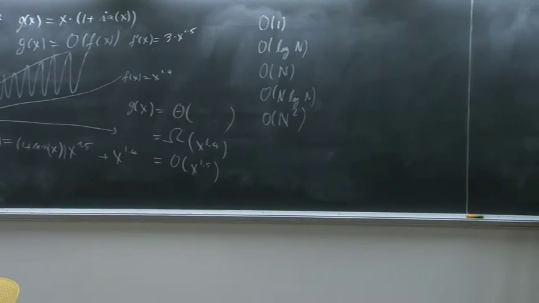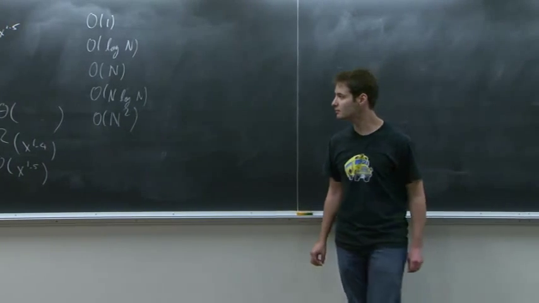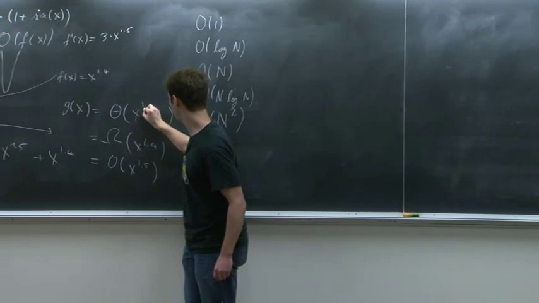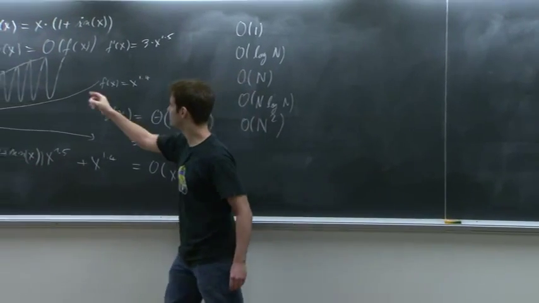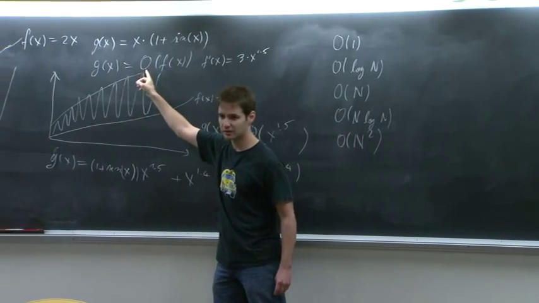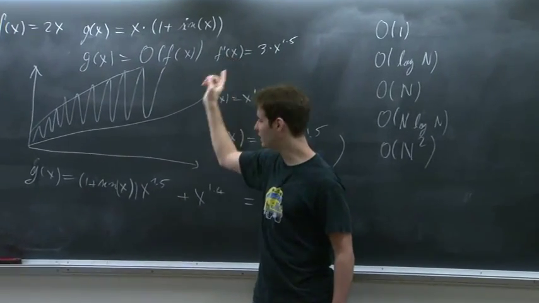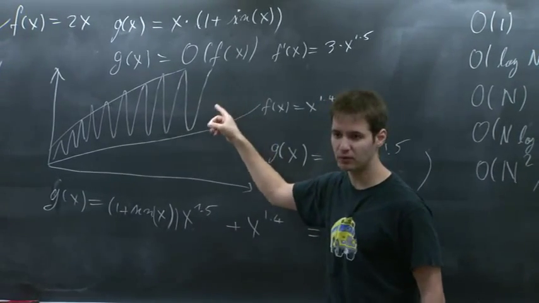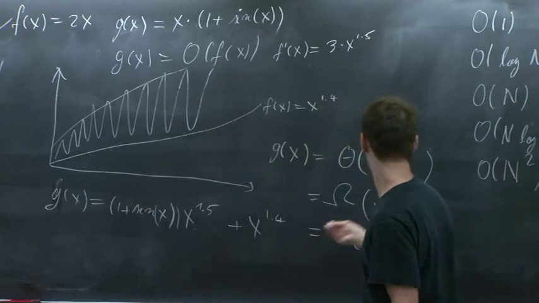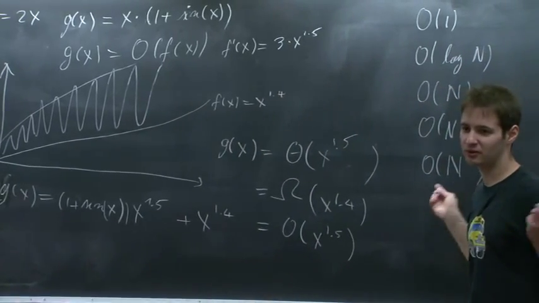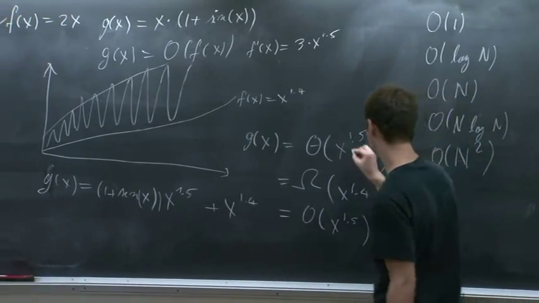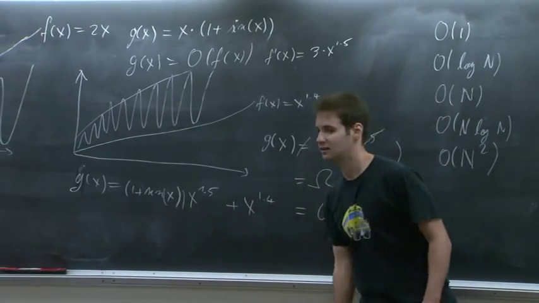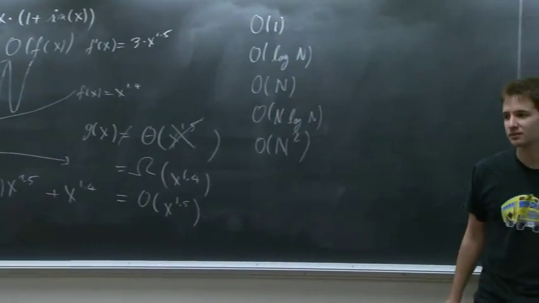So why did you leave the theta one blank for g of x? Because whatever I put here is going to be wrong. If I put x to the power of 1/5, this is wrong because I can have an upper bound that has x to the power of 1/5 in it, but I can't have a lower bound like that because this function hits x to the power of 1/4 in infinitely many points. If I try x to the power of 1/4, same deal. Lower bound, yes. Upper bound, no. So whatever I put in here is going to be wrong. Thank you. Good question.